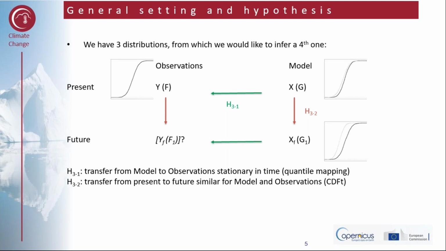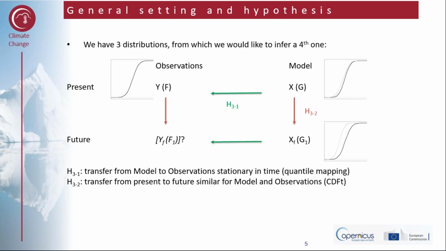First, we can choose to assume that the transformation from the climate model to the observations will be the same in the future as it is in the historical period. And this is called here hypothesis H31, or horizontal, because the arrows here are horizontal. So this is how it has been nicknamed in our studies. And this is the common assumption, the general assumption made when using empirical quantile mapping, for example.